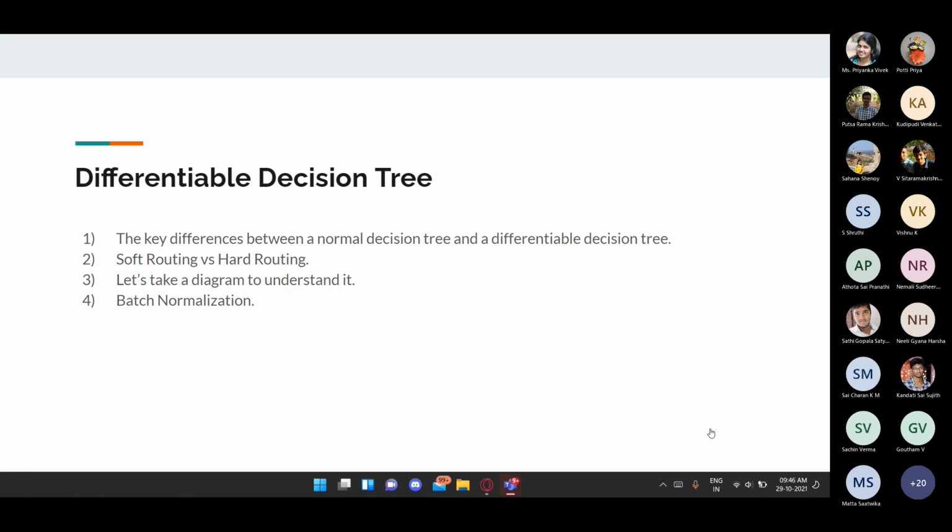So a normal differentiable decision tree deals with soft routing. How many of you remember in 12th grade we had a chapter in math called continuity and differentiability? Anyone? Well, if it is not continuous, it won't be differentiable. Exactly. So using that as the base, we introduce a term called soft routing.